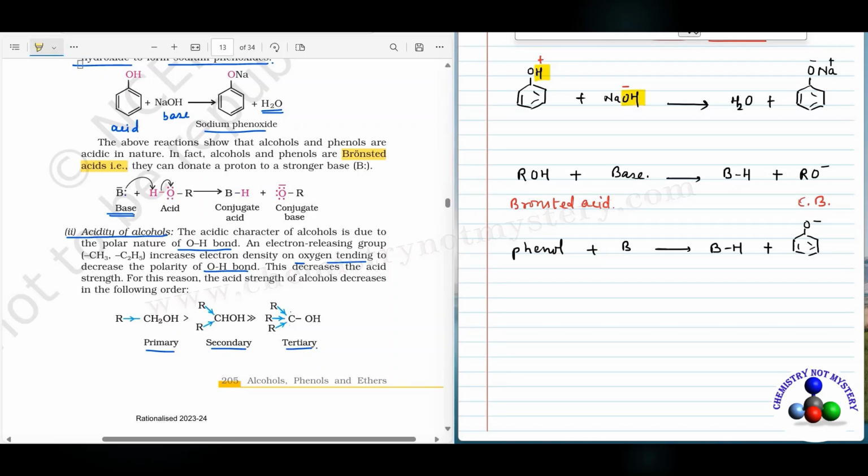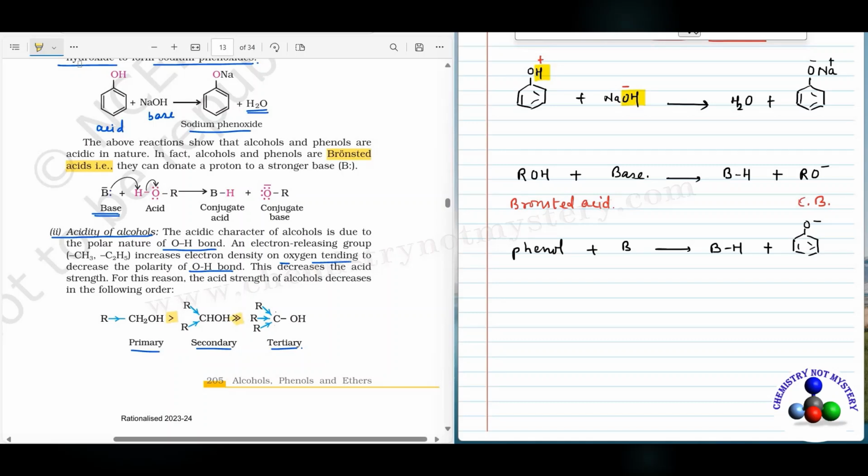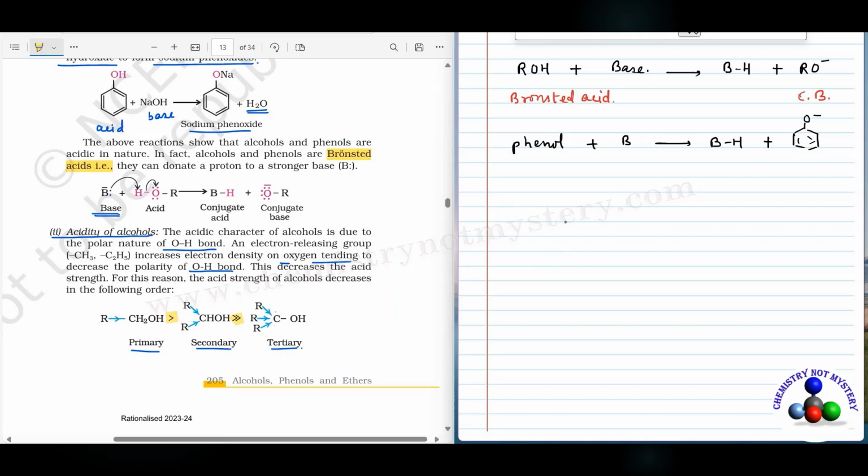Primary alcohols are most acidic and tertiary alcohols are least acidic. So let's try to understand it and draw the structure of a primary alcohol. R CH2 is bonded to OH. OH is the functional group, and the carbon to which it is bonded is called the alpha carbon. This alpha carbon is bonded to one alkyl group. That's why this alcohol is called a primary alcohol.